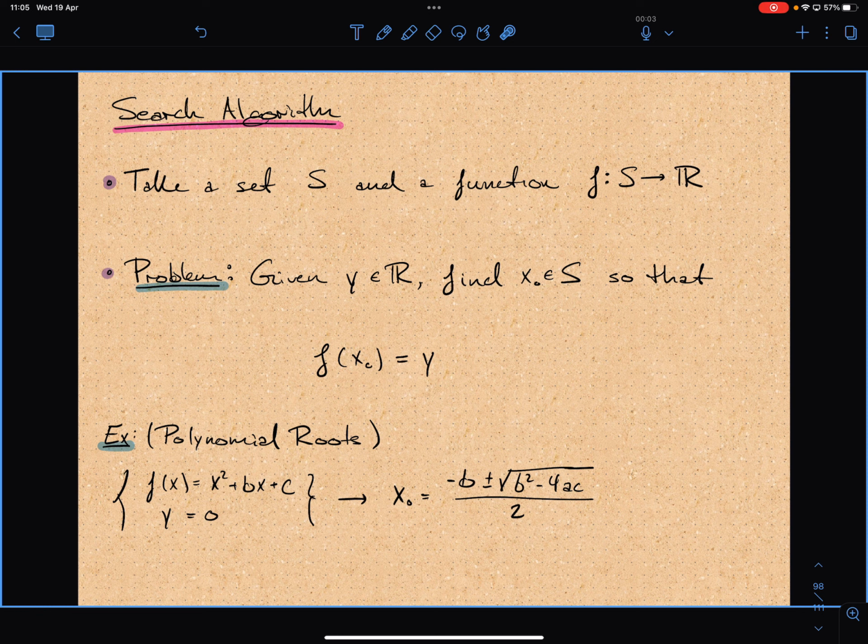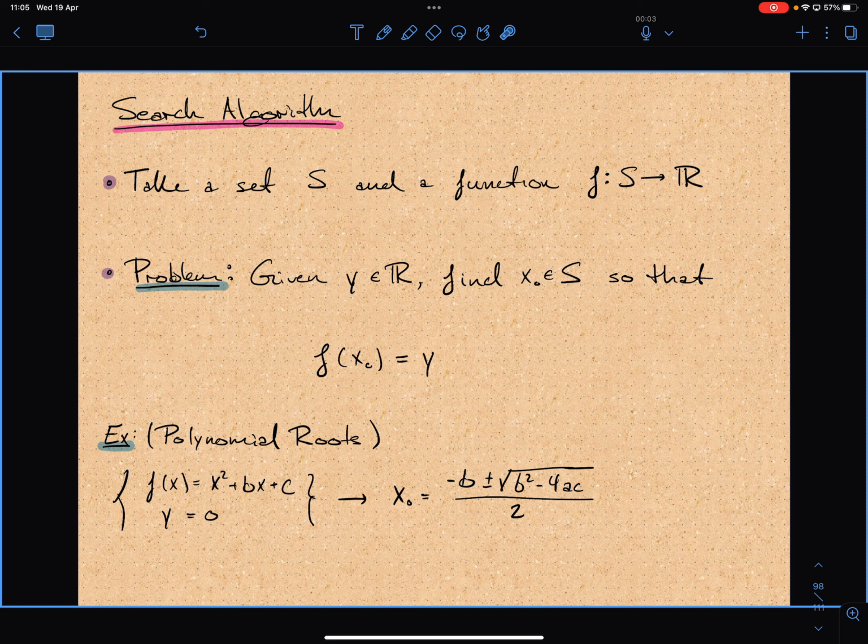You have a set S and you have a function from the set to the reals, so it could be something else. And the search problem is: given y in the reals, find an x naught in the set so that f of x naught is equal to y. Essentially, you have a set S and you're searching for a specific element, x naught, that gives you y. You can think of this as an inverse problem, taking the inverse of a function. In the most general case, you're not guaranteed that there's going to be a unique solution. There could be multiple solutions, so even inverting it might be difficult and complicated.